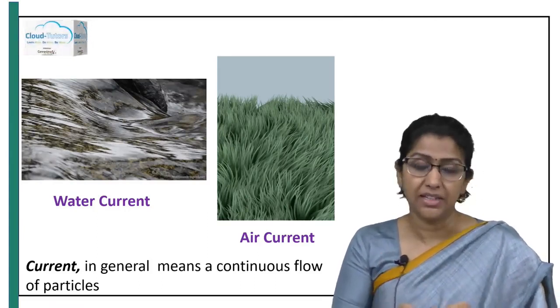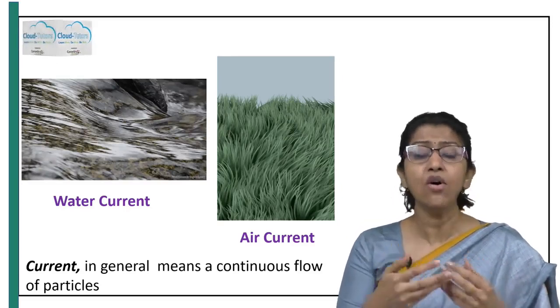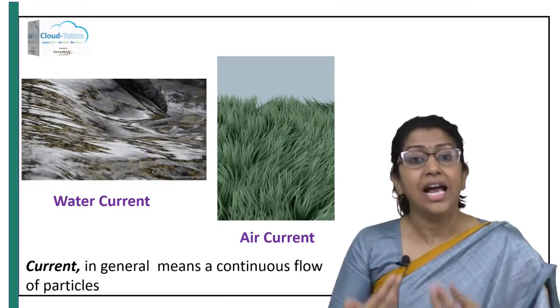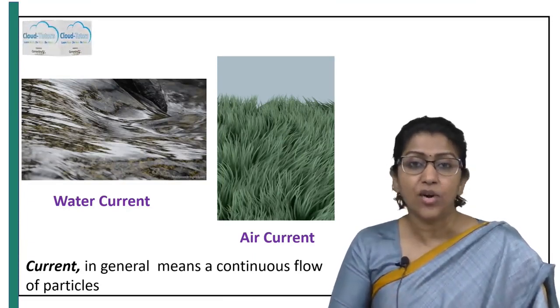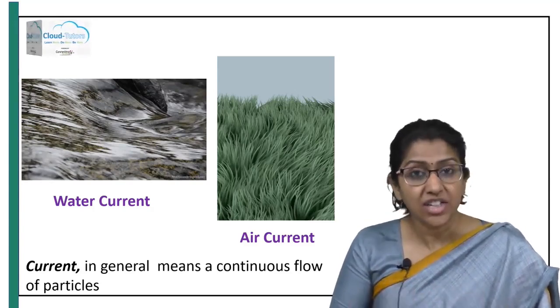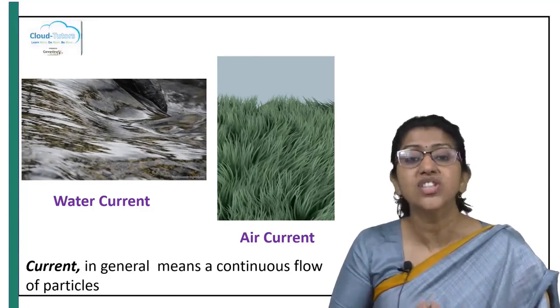It could be any particles. For example, as you can see on the screen, flow of water particles is called water current. Flow of air molecules or air particles is called wind as such. So what do we mean by electric current? Electric current is nothing but flow of electric charges.